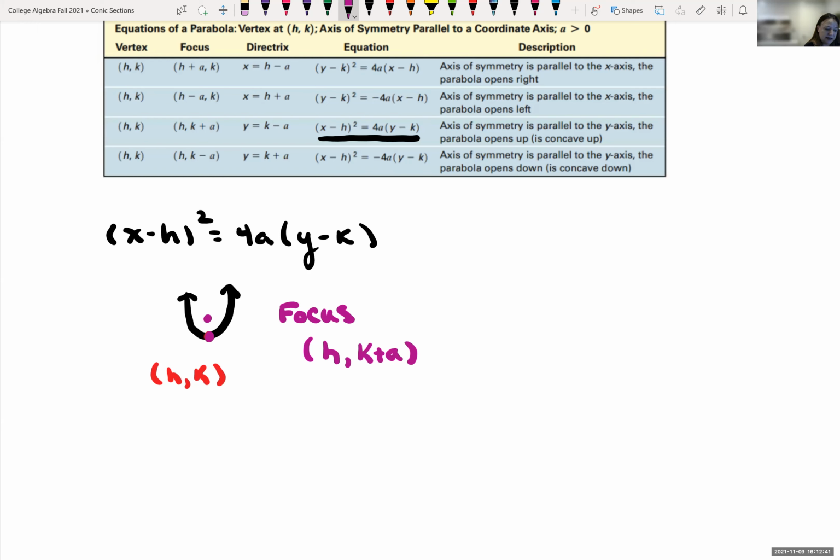That directrix, that line that's below, in this case is going to be a horizontal line. And we know that horizontal lines are always in the form y equals. And so our directrix is in the form y equals. Well, we need to get down here, and it's affecting our y value again. And so that y value here is going to be the k value from our vertex subtracting a. So this is going to be k minus a.